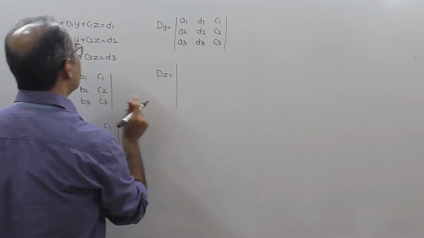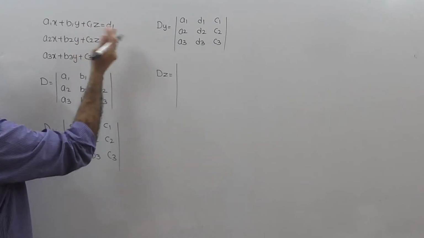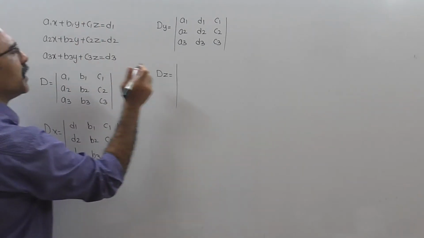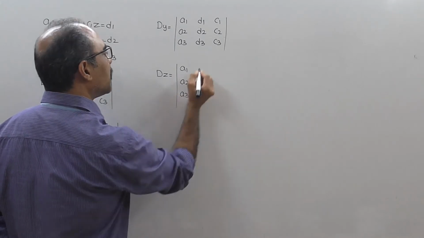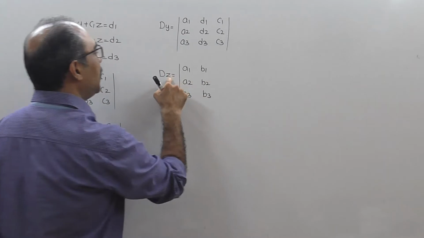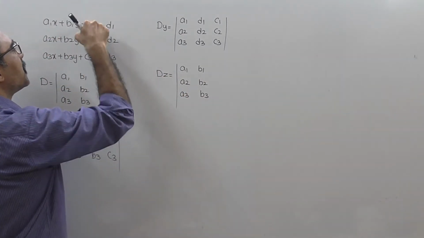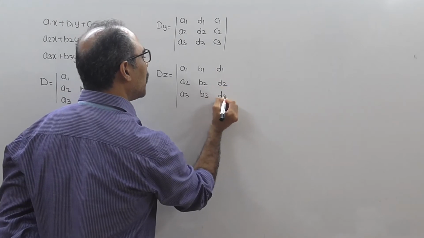dz. dz means don't write the coefficient of z. Instead of writing c1, c2, c3, replace it with d1, d2, d3. So this will be a1, a2, a3 followed by b1, b2, b3. For dz, the coefficients of z, c1, c2, c3, are not written; in their place you write d1, d2 and d3.